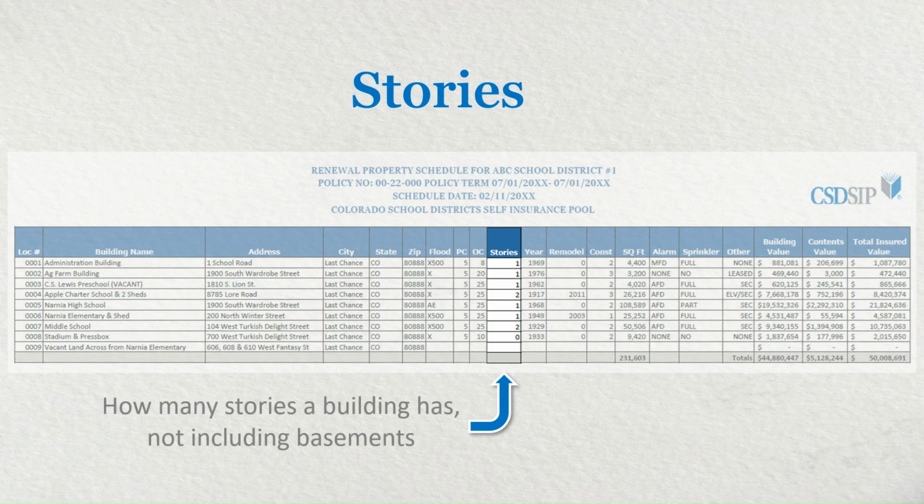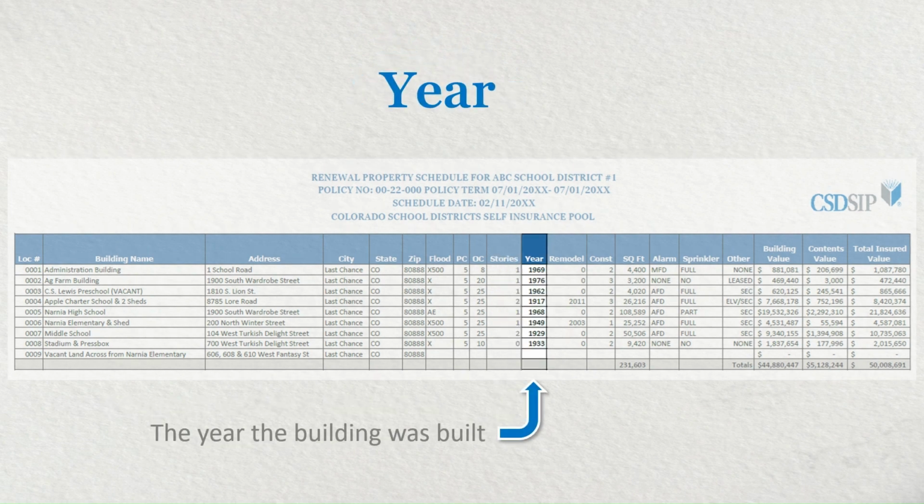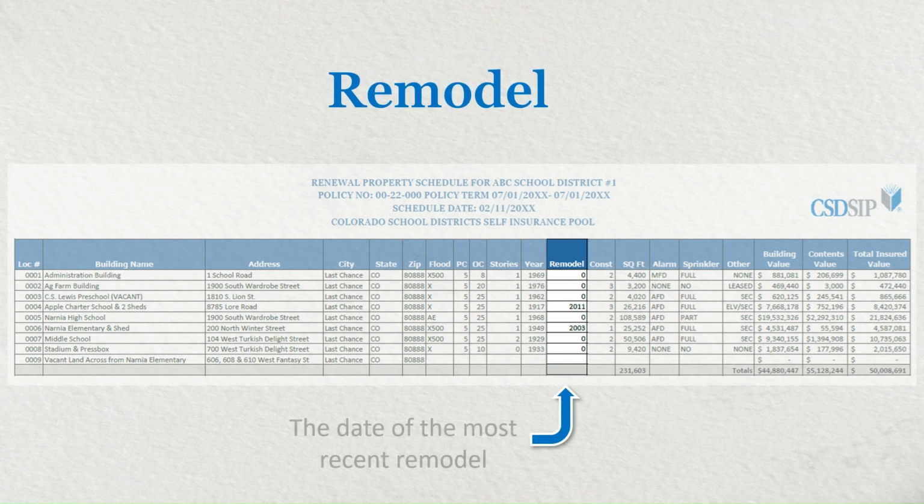Stories refers to how many stories the building has. This does not include basements. Year refers to the year the building was built. Remodel refers to the date that the building was last remodeled.